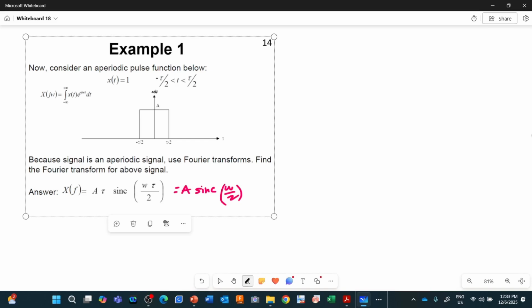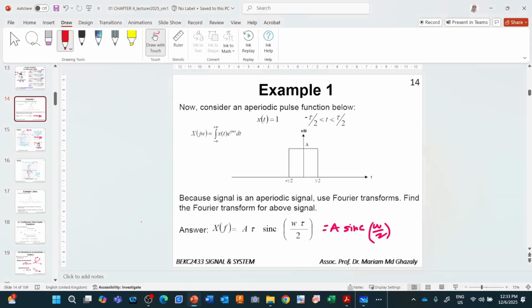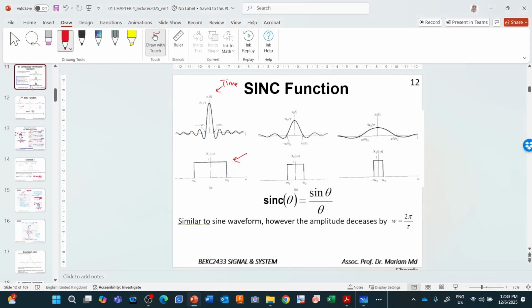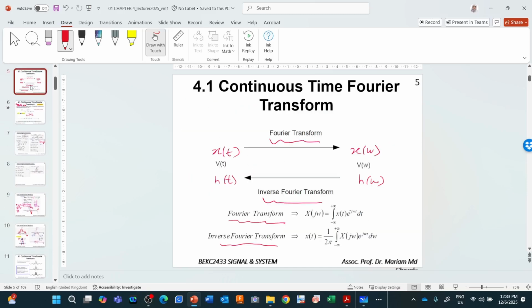Okay, so in this case, if you refer back to the two equations, there are two equations for Fourier transform. First is the Fourier transform and then the inverse Fourier transform. So we are looking only at the first equation, X(j omega).